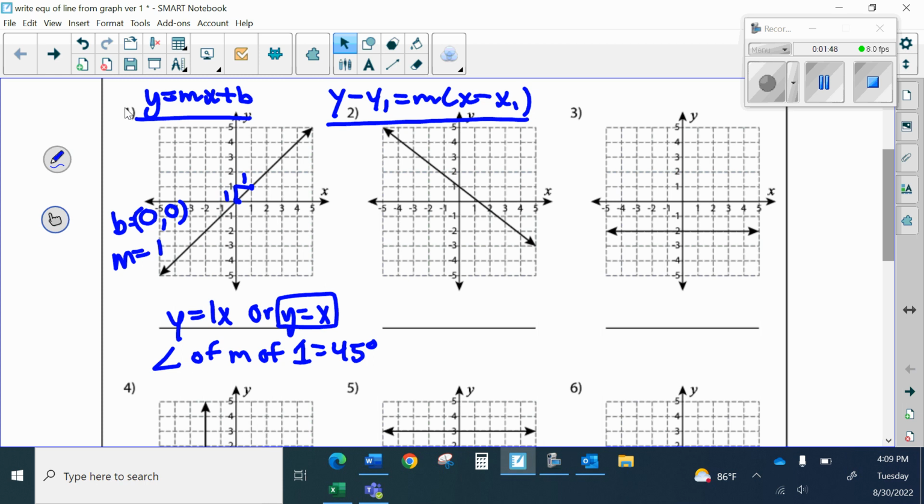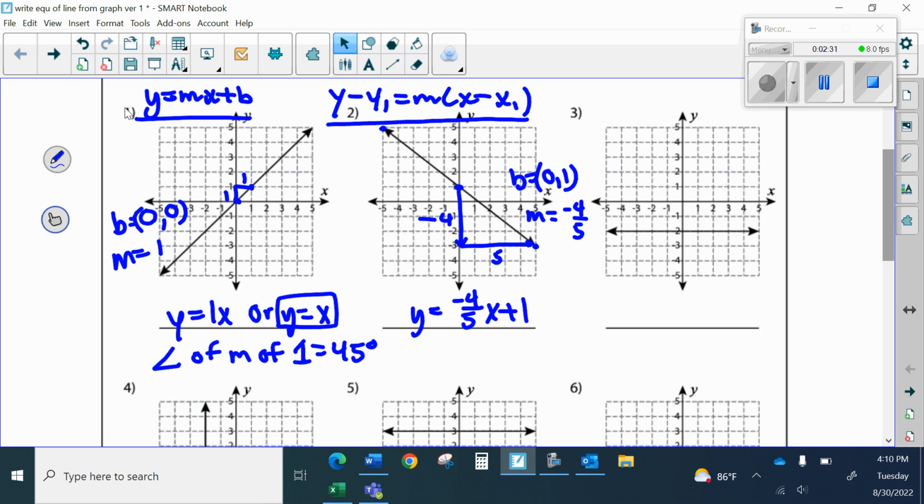All right, let's look at number 2. We can see that it goes right through 0, 1. So there's my b, 0, 1. And my slope, when I see it going down and hitting, let's see, okay, right here. It crosses right there at the corner. So for the slope, we need to draw ourselves a right triangle. So it's going down how many? 4. Down 4, and right how many? 5. So slope is negative 4/5. So then I have y equals negative 4/5 x plus 1.